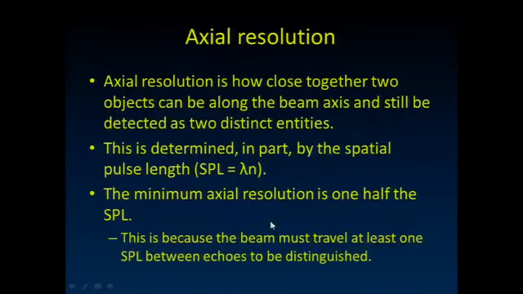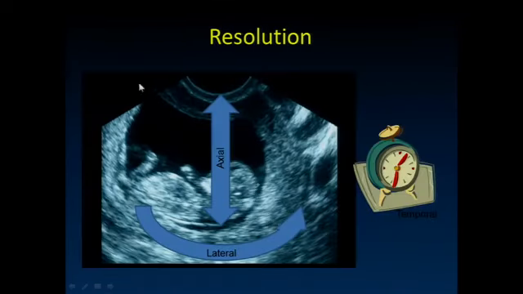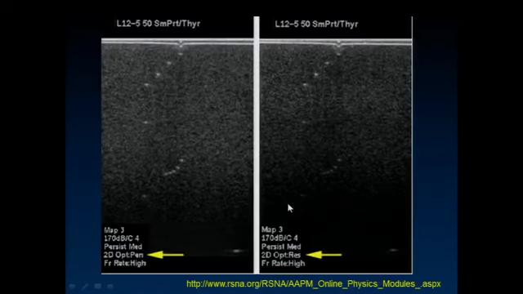So unfortunately, as we go further into the object, the resolution in the lateral span gets worse, especially when we've got these curved array transducers. Just think of your lines of sound coming out. As you get further away, those lines are getting farther apart from each other, and our resolution is going down laterally.